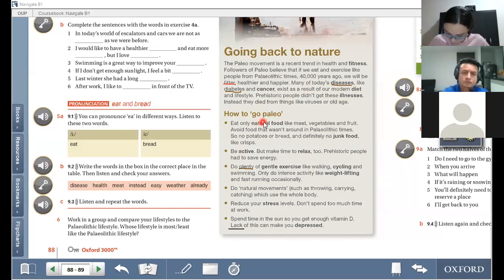Alexander, how to go paleo? Item number one. Eat only natural food like meat, vegetables and fruit. Avoid food that wasn't around in Paleolithic times. So no potatoes or bread, and definitely no junk food like crisps.